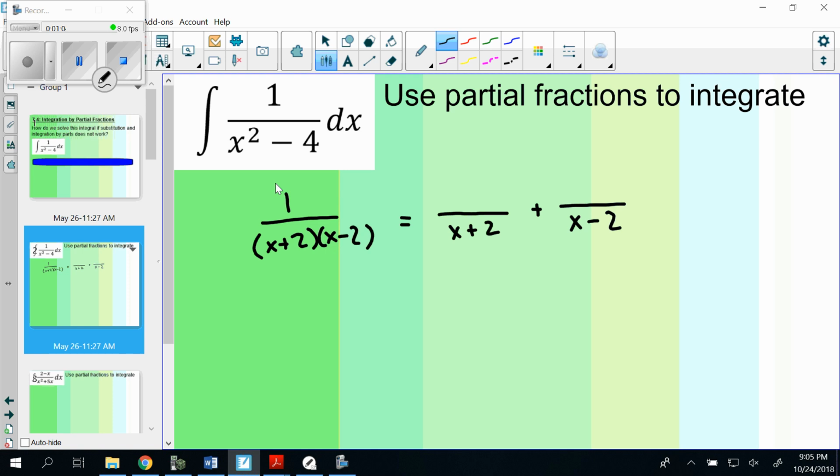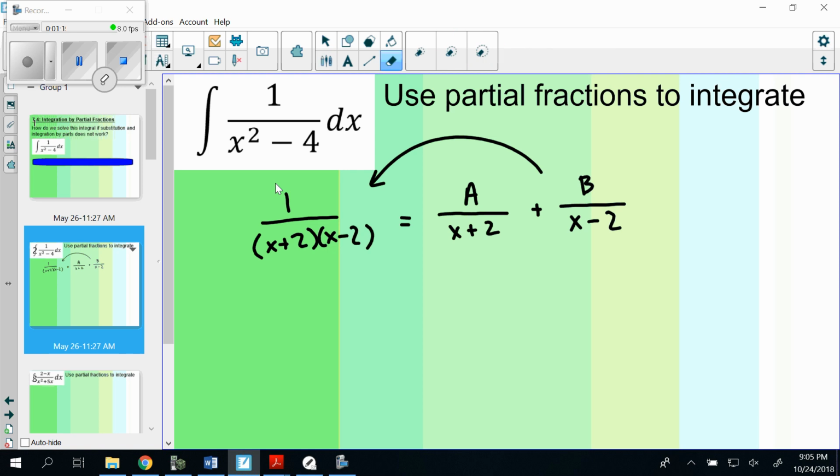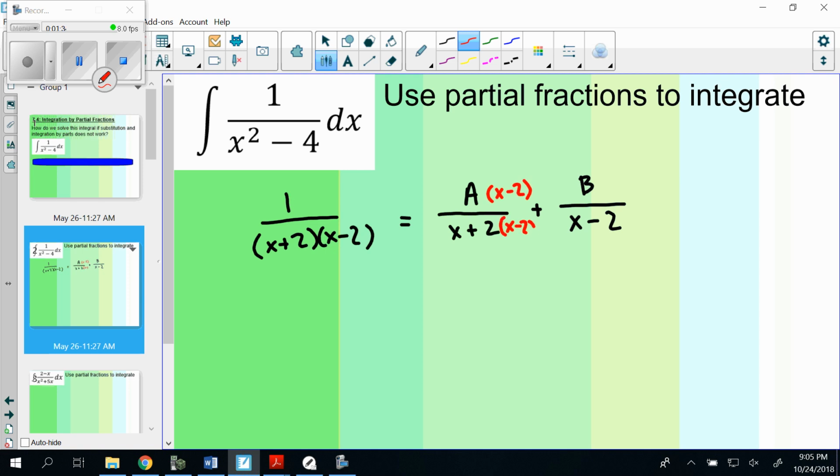Okay, the problem is we don't know what goes up here and what goes up here. And so what we're going to need to do is find that out. Well, if you think about how we would make this fraction into this fraction, we would have to do some multiplying and get a common denominator. So what we're going to do next is multiply by what you would to make that common denominator. So here, this term would have to get multiplied by x minus 2 over x minus 2. This fraction would have to get multiplied by x plus 2 over x plus 2.